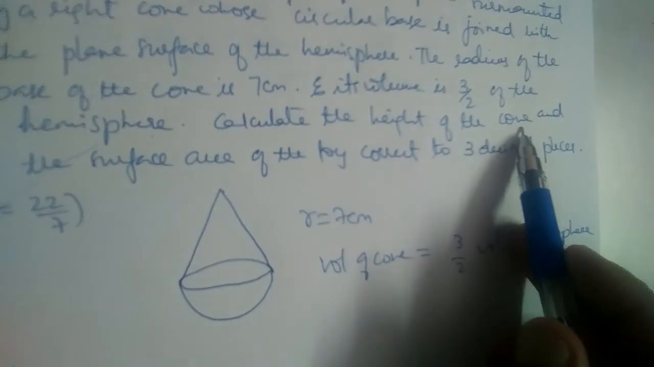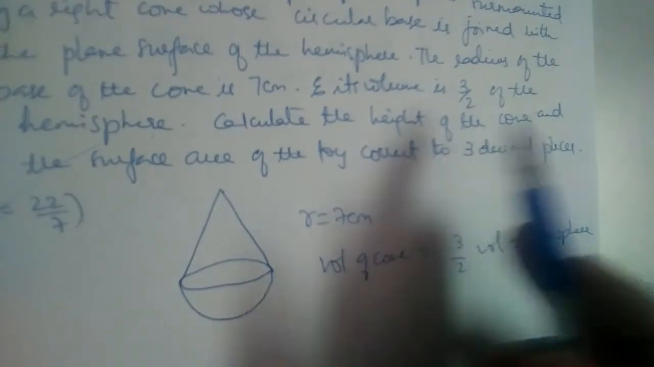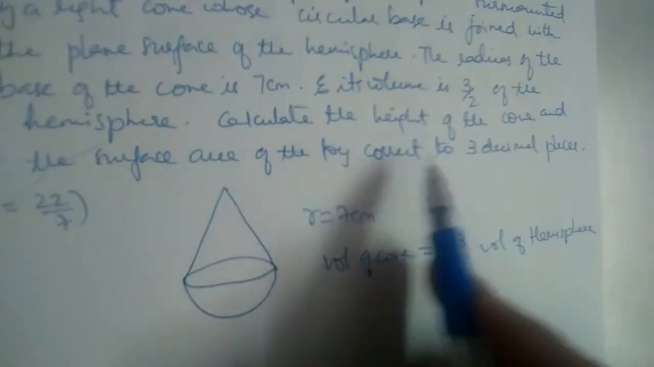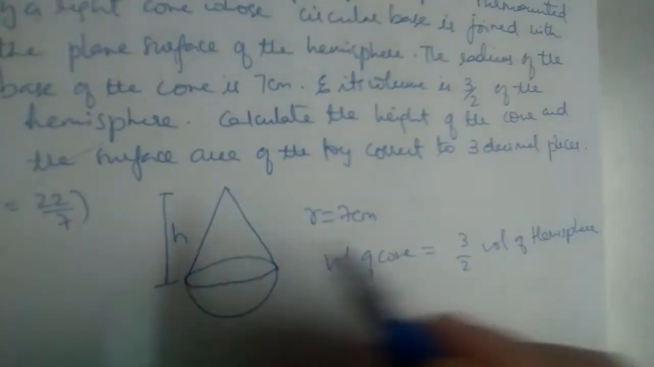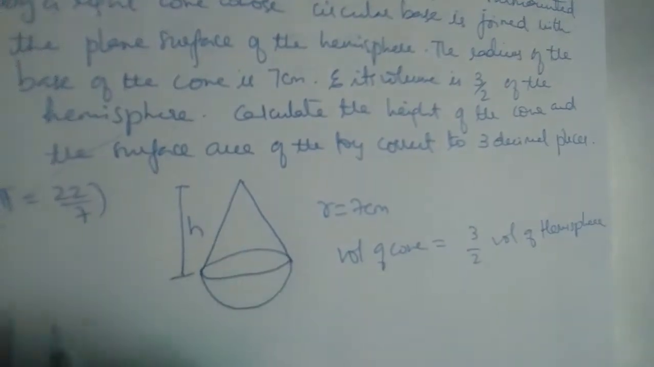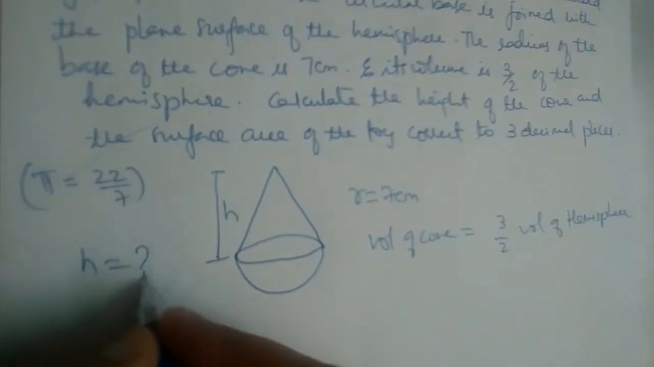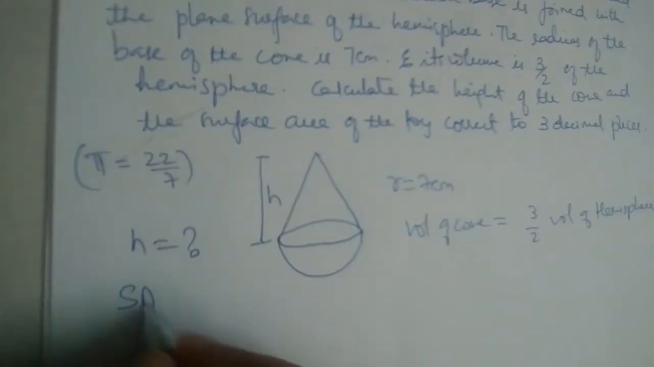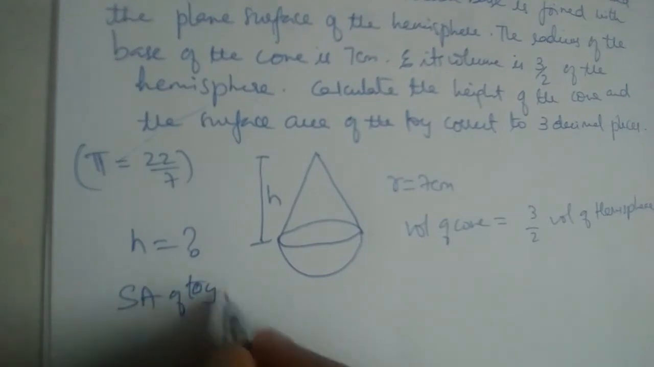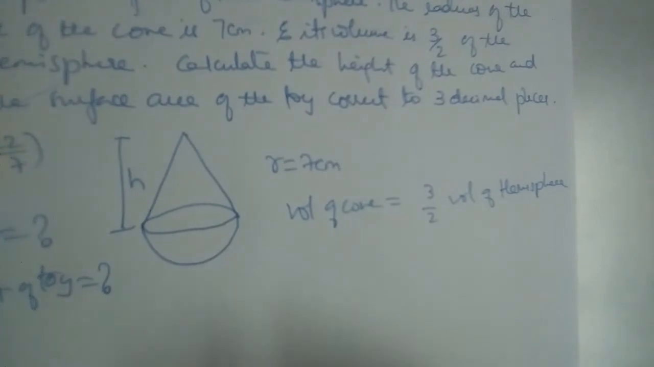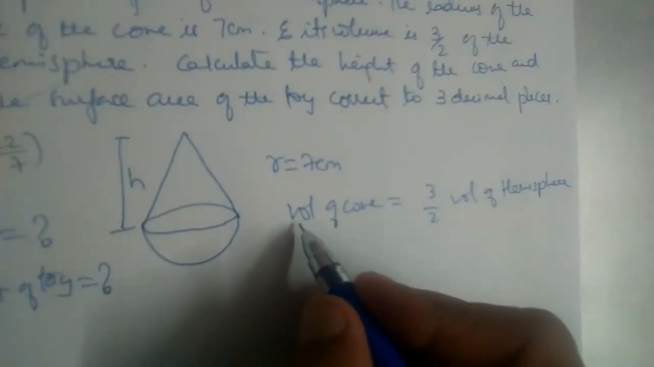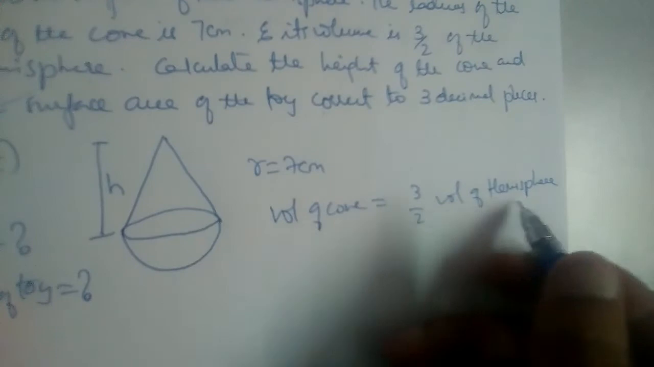Calculate the height of the cone and the surface area of the toy, correct to 3 decimal places. We should find the height of this cone and surface area. Okay, height is equal to how much and surface area of this toy is equal to how much? We need to find that. Okay, so first let us find the height. We know he has given us volume of cone is 3 by 2 volume of hemisphere.